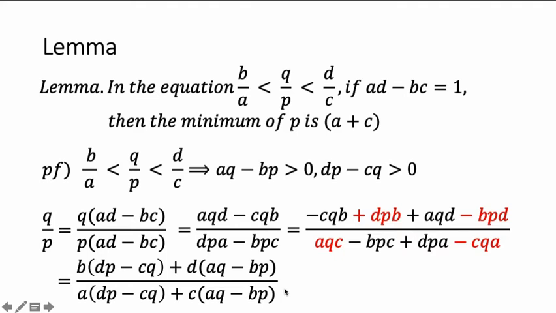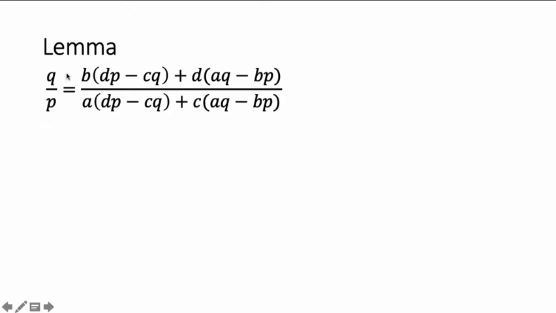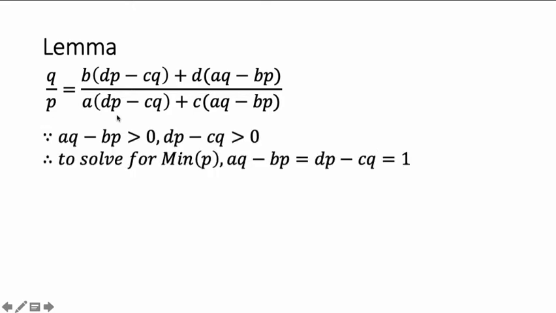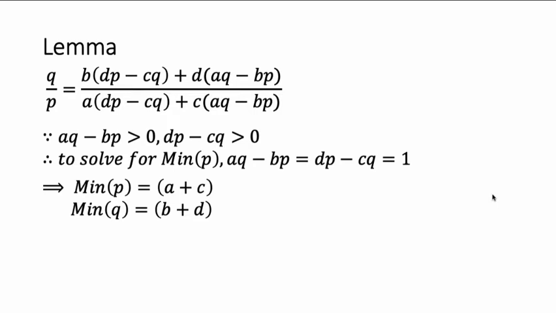Why would we want it to form like this? Remember that p and q are integers, and we have already proven that dp minus cq and aq minus bp are greater than 0. If p is an integer and these two are greater than 0, the only way to get our minimum is to let these two be equal to 1, which means aq minus bp equals dp minus cq equals 1. We can get that the minimum of p equals a plus c and the minimum of q equals b plus d.